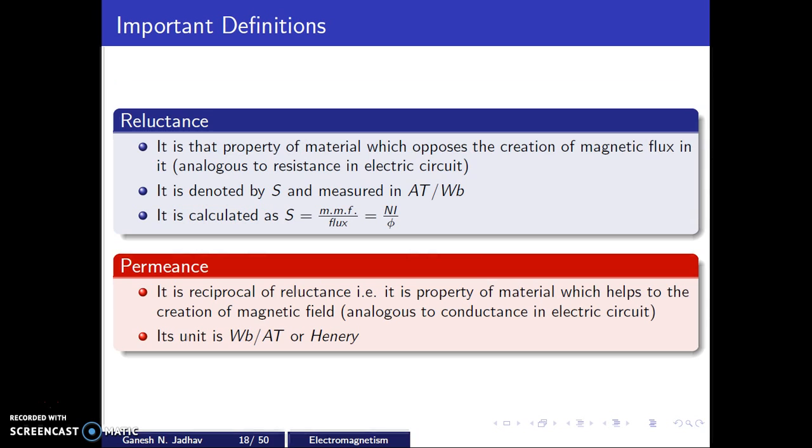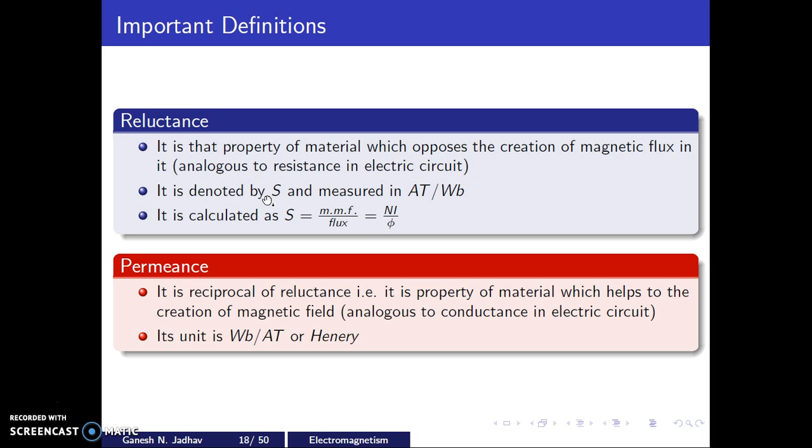Now let us see the definition of reluctance. Reluctance is the property of a material which opposes the creation of magnetic flux. Just like resistance opposes the flow of current, it is the property of the material which opposes the creation of magnetic flux in it.